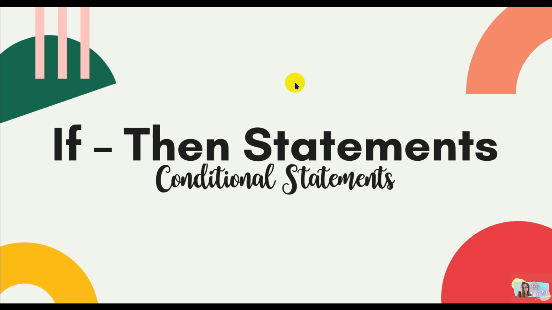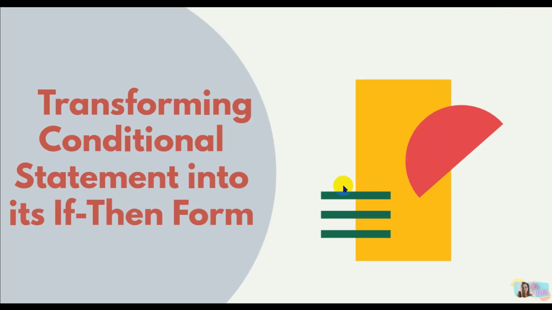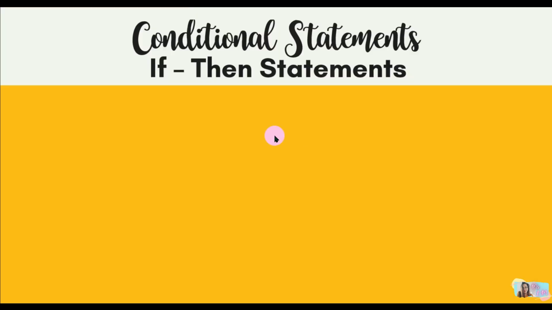And today we're going to talk more about the conditional statements or the if-then statements. So in this video, we're going to learn how to transform conditional statements into its if-then form. And also, you're going to learn how to use Venn diagram when it comes to conditional statements. So first, let's have this transforming conditional statement into its if-then form. So now, how are we going to transform conditional statements into its if-then form?